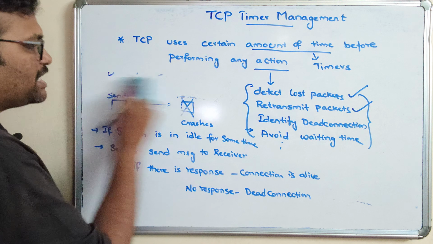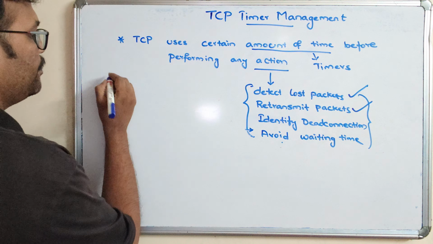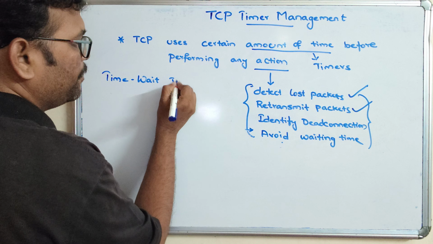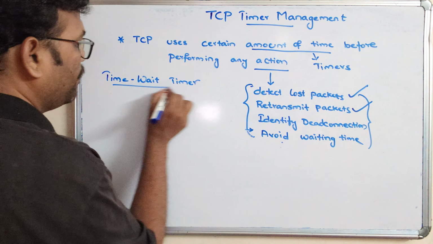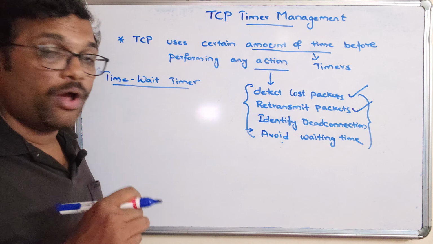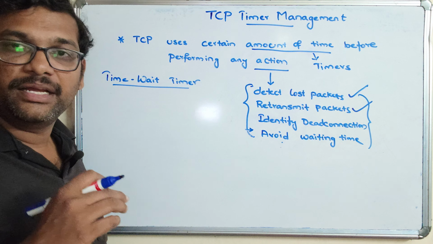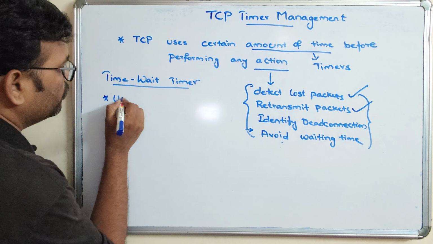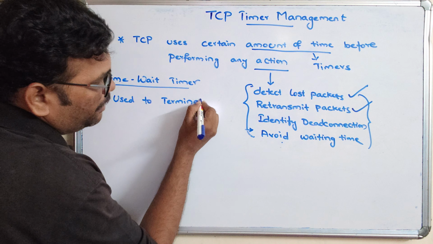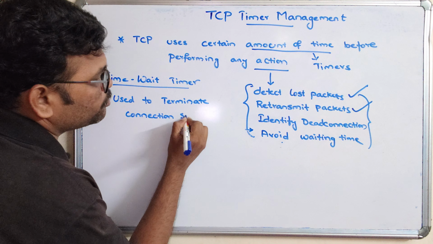And coming to the fourth one, the last timer, the time wait timer. This time wait timer is for proper close. This will be used for closing or terminating the connection properly, to terminate the connection smoothly.